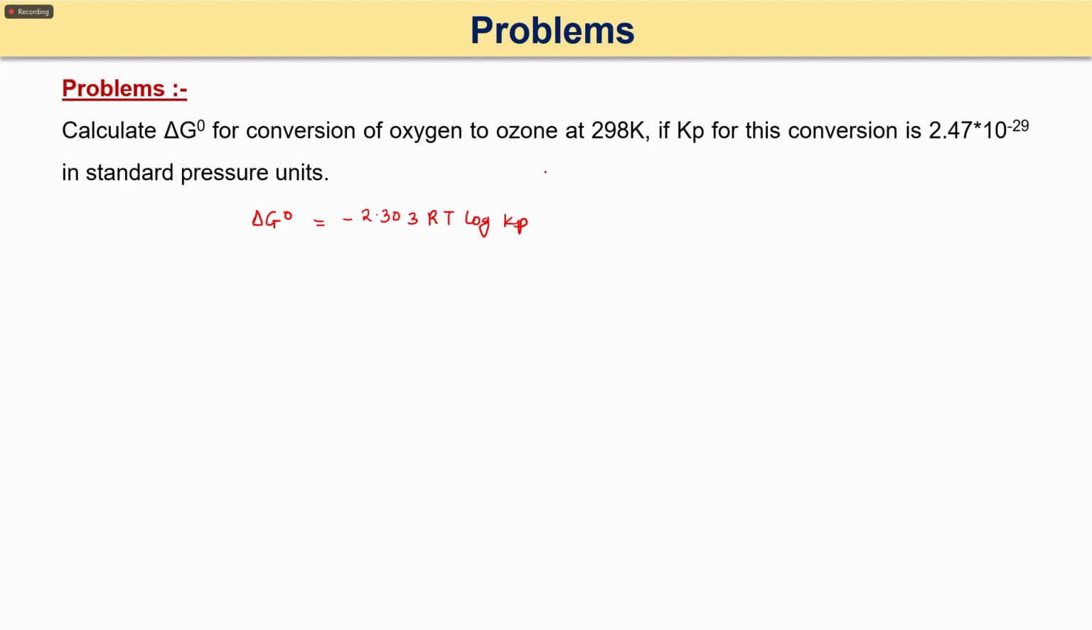So we know R here, we know temperature is 298 Kelvin. Kp is also given, that is 2.47 into 10 to the power minus 29. Now we have to calculate this value of delta G.